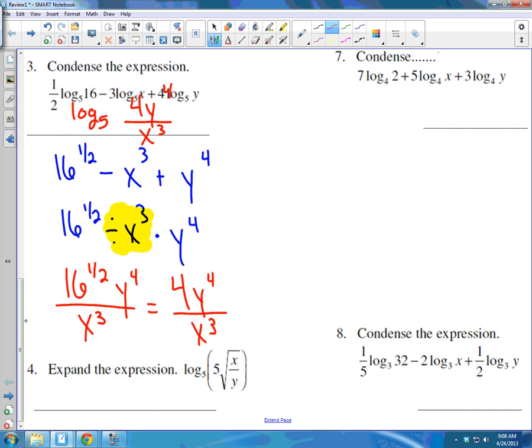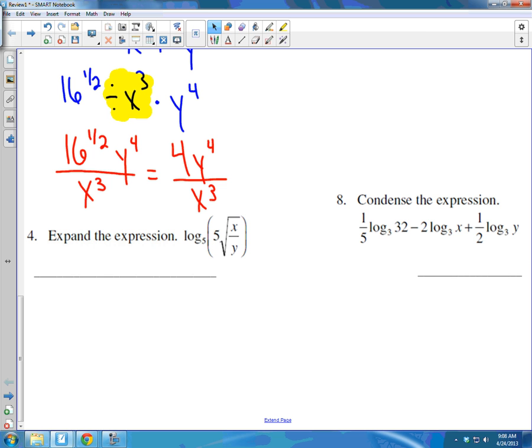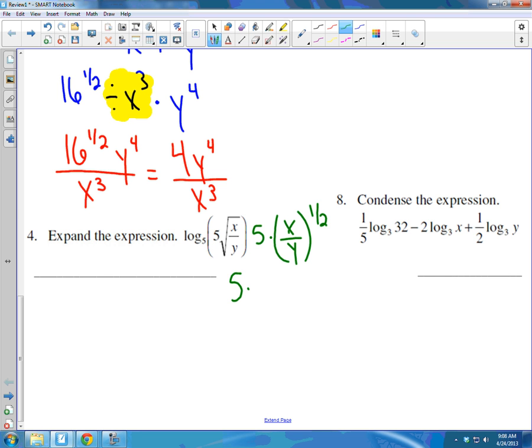All right, and the last one in this column, I'm expanding. So the first thing I'm going to do is deal with the square root, which is just the same as x over y to the 1/2 power. And now this means 5 times x to the 1/2 divided by y to the 1/2 because that 1/2 distributes in here because it's division. You can distribute the exponent in when it's all multiplication or division. And now the multiplication and division will turn into addition and subtraction.